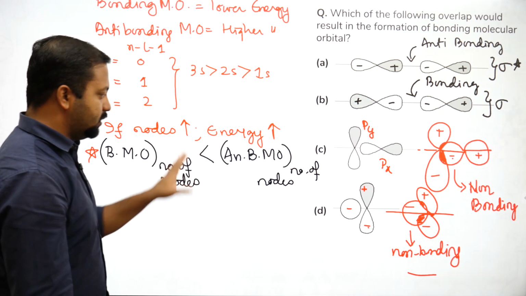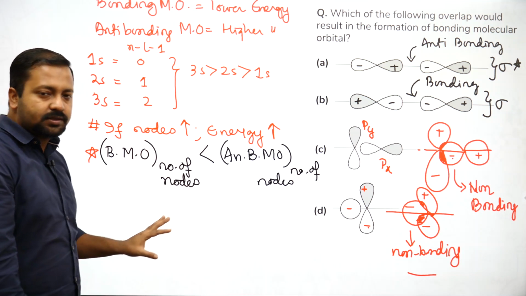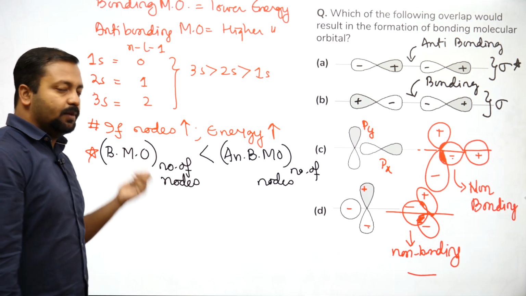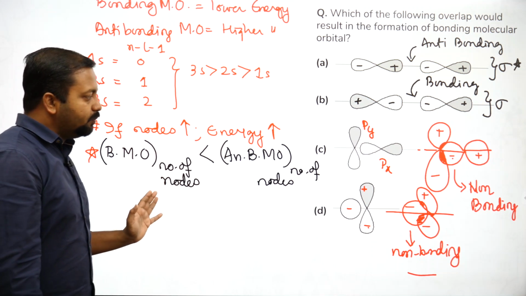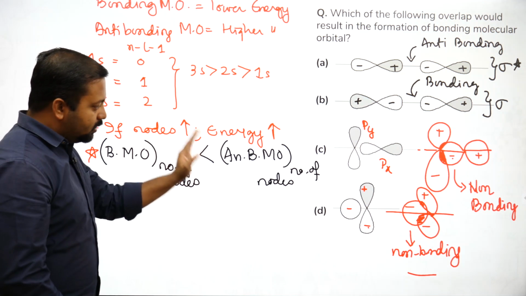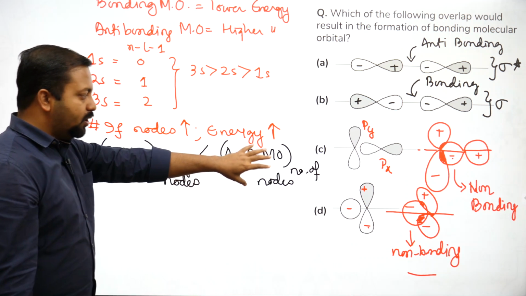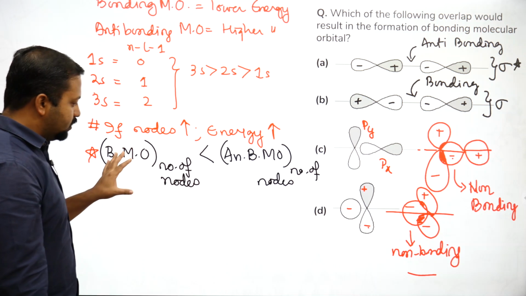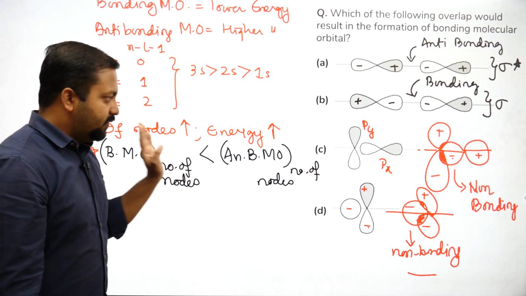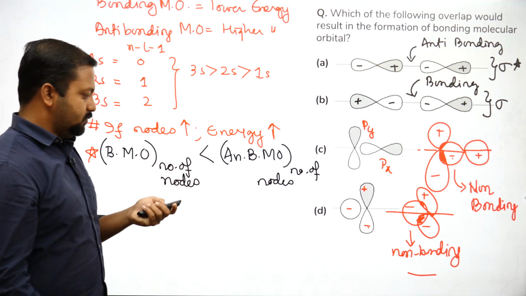And please do remember this, ये काफी important है, काफी interesting है. Anti-bonding में nodes ज़्यादा होते हैं, bonding में nodes कम होते हैं. That is the reason anti-bonding becomes more energetic than bonding. Okay, or electrons presence in anti-bonding is less favored as compared to electrons present in bonding molecular orbital. Okay, fine. Let's move on to the next question.